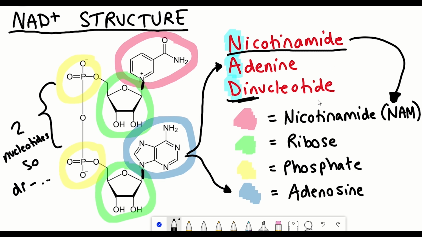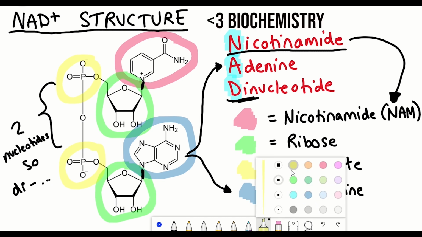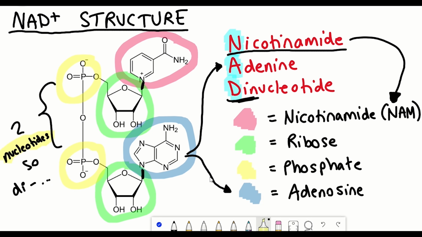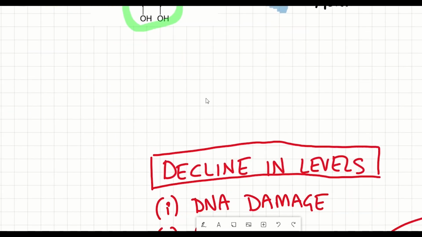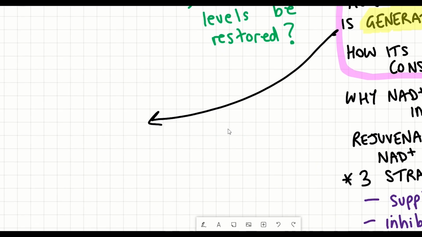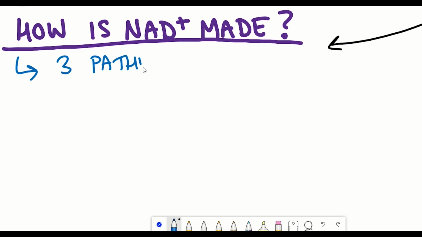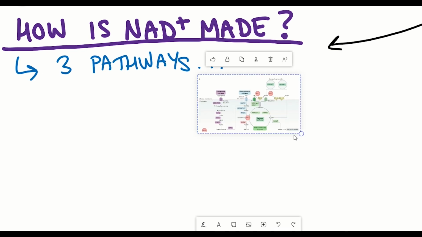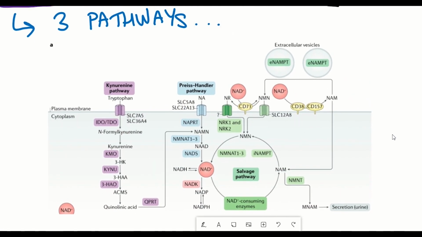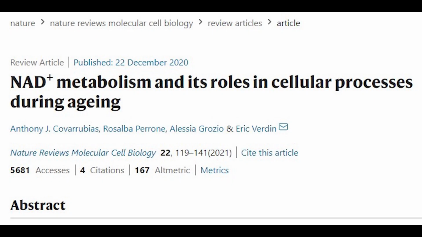The reason I went into so much detail here isn't because I love biochemistry, which I obviously do, but because it helps us to understand how NAD+ is generated and then consumed within a cell. It's thought that there are 3 different pathways within a cell that can generate NAD+. And these 3 pathways are nicely summarised in this figure from a recent review article on NAD+ metabolism, which was a good source of information for this video.